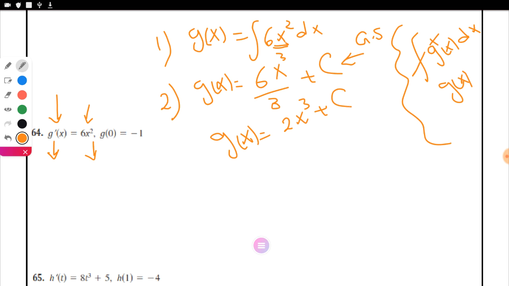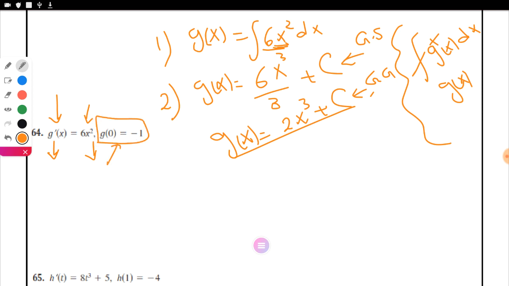To make sure your answer is right or wrong, differentiate the general solution, or the antiderivative, because the general solution means the antiderivative. If you differentiate this one, it gives you the integrand function, 6x^2. That is the integrand function. Clear or not?